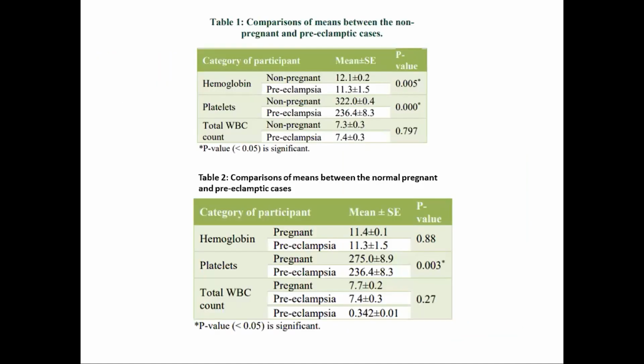The tables here show the comparisons of the means between the non-pregnant and preeclamptic cases, considering the hemoglobin, the platelets, and the total white cell count, with the significant values mostly shown at the platelet count and the hemoglobin between the preeclamptic and non-pregnant, at 0.005. The second table is a comparison of means between the normal pregnant and the preeclamptic cases, as you can see.